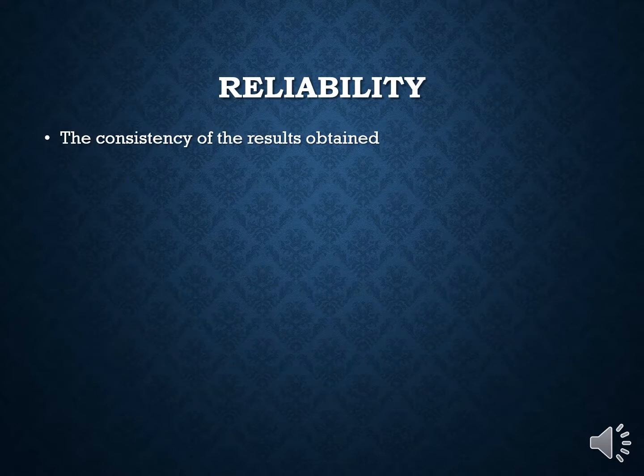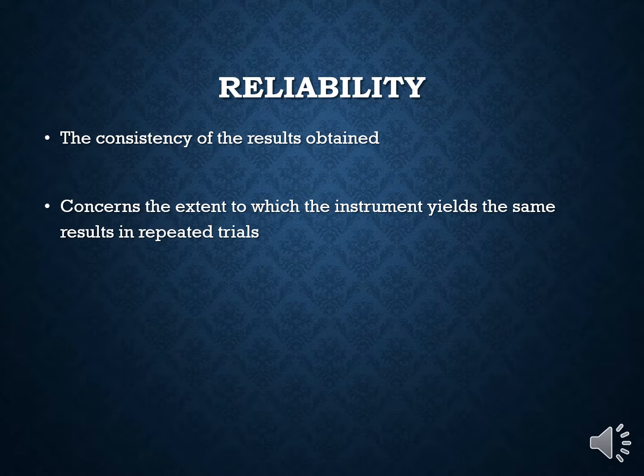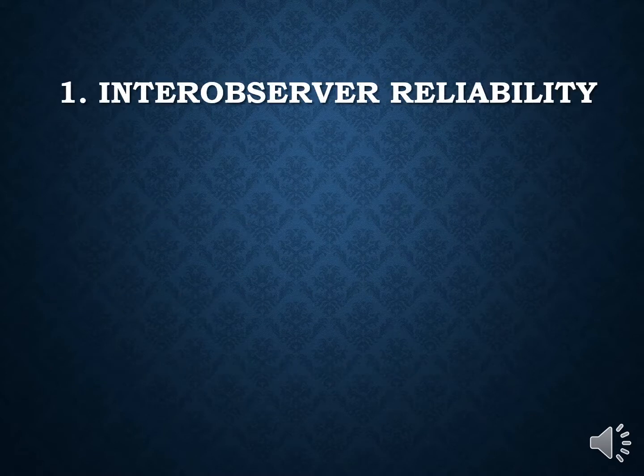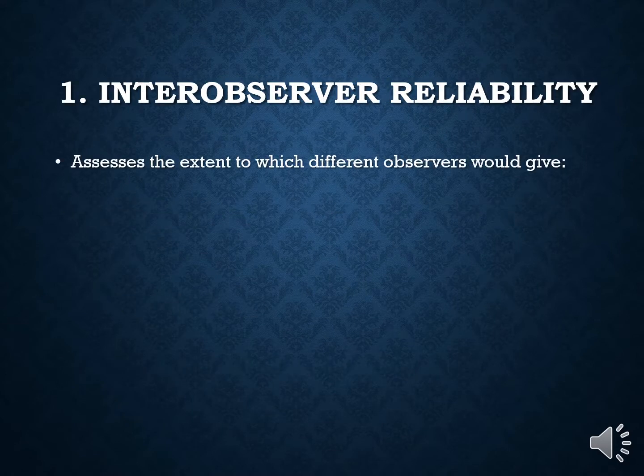Our first topic, reliability. The consistency of the results that are obtained focuses on the subject of reliability. The concerns focus on the extent to which the instrument, whether it's a survey or not, yields the same results in repeated trials. Typically, researchers will find three types of reliability. First, inter-observer. Second, test and retest. And thirdly, internal consistency. So when we look at the first one, inter-observer reliability, we seek to assess the extent to which different observers will give similar scores to the same phenomenon.